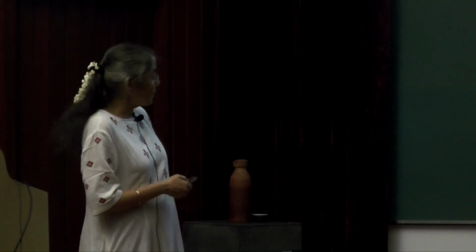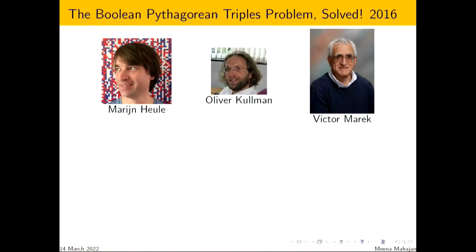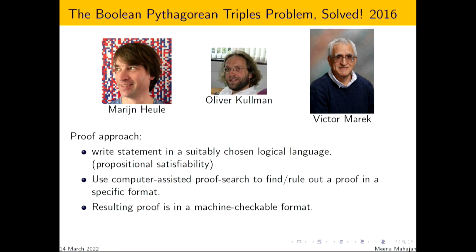It was solved by these three people, all three computer scientists. Like I said, the question itself seems like a mathematics question, but it was solved using computer science, and obviously computers played a role in this. And their proof approach was the following. You write the statement that we are trying to prove in a suitably chosen logical language. The language that they chose was that of propositional satisfiability.